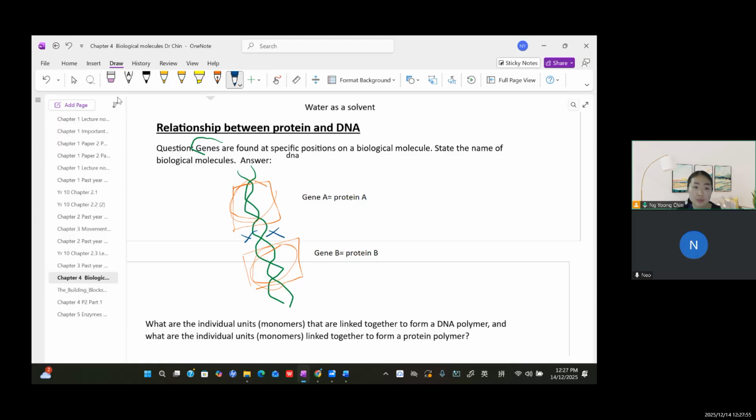Because we call it what? Non-coding regions. Non-coding regions refer to the nucleotide sequences on the DNA that are not used to make protein later. And then you have coding regions, the same region, coding region.